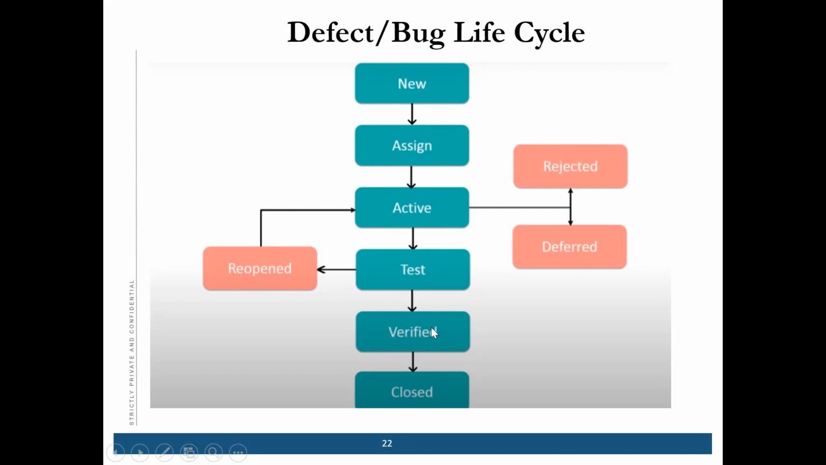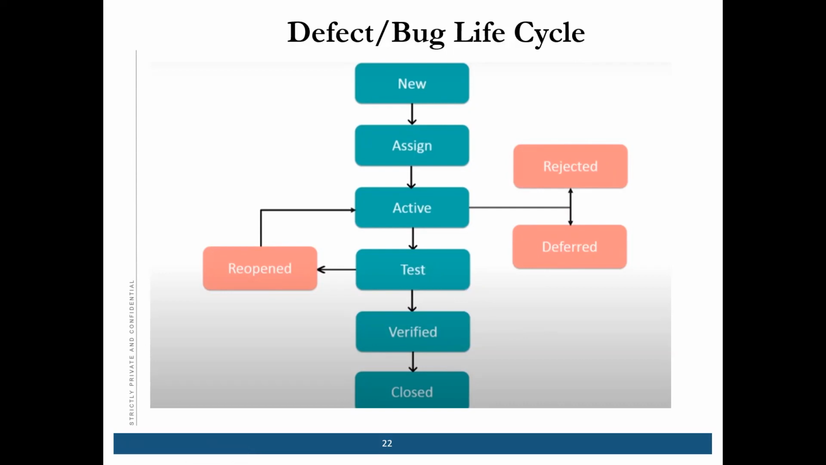If it is rejected, it is assigned to the developer again. If it is deferred, it is assigned to the tester. If the tester rejects it, then it is assigned to the tester. Deferred, then also it is assigned to the tester. And while testing also, it is assigned to the tester.